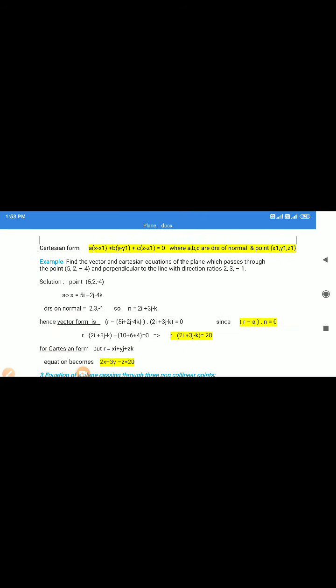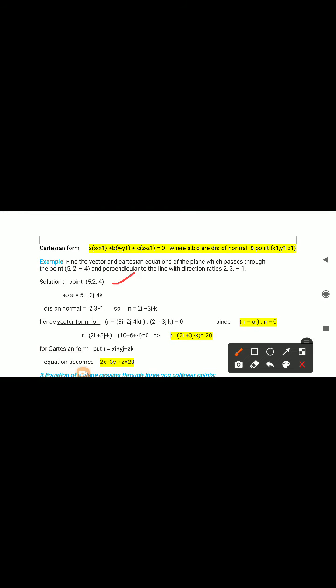Now here is one question from the example. Find the vector and Cartesian equation of the plane which passes through this point and is perpendicular to this vector. Here the point is given as 5, 2, minus 4, so its position vector will be 5i plus 2j minus 4k, and the direction ratios of the normal are 2, 3, minus 1, so the normal will be 2i plus 3j minus k. We know that the equation is (r minus a) dot n is equal to 0.